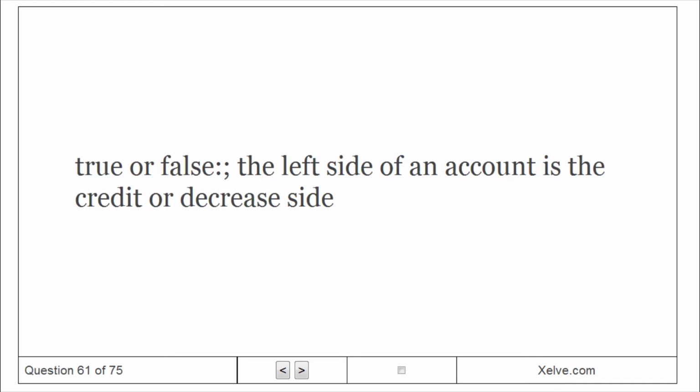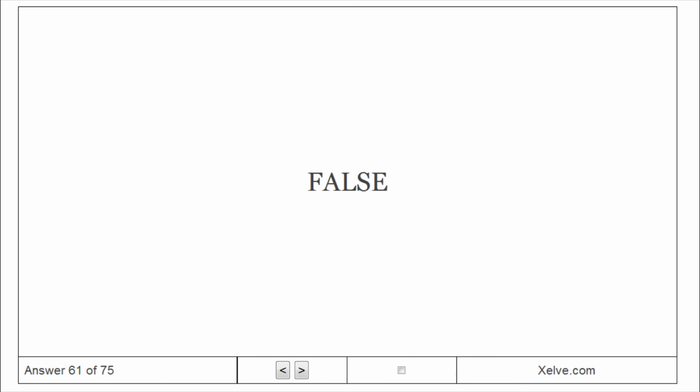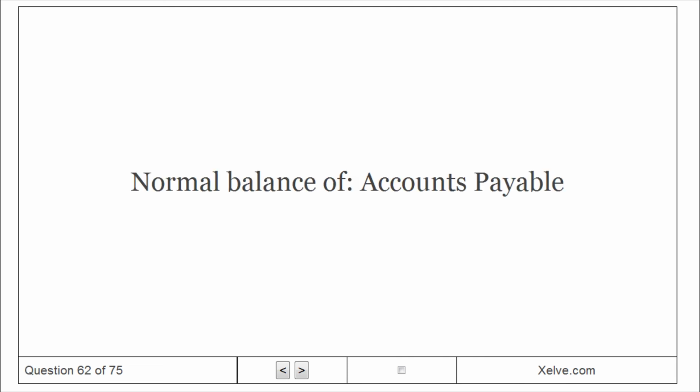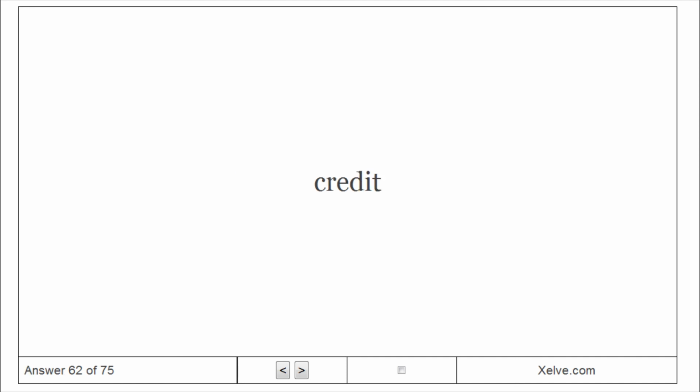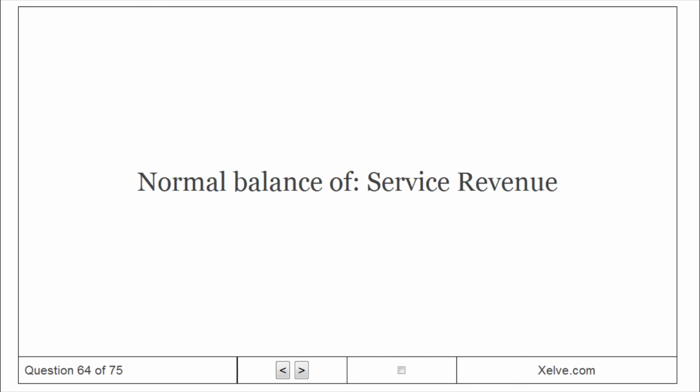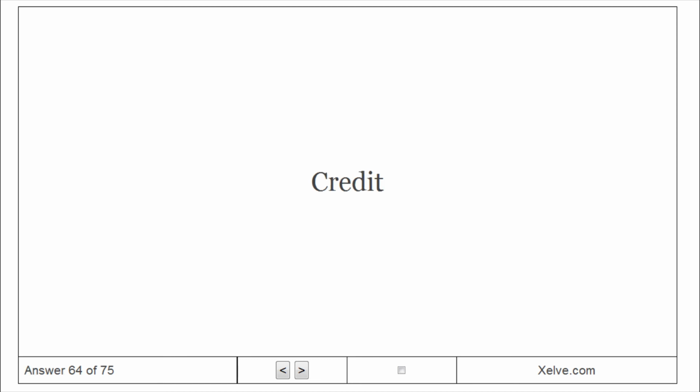True or false? The left side of an account is the credit or decrease side. False. Normal balance of accounts payable. Credit. Normal balance of advertising expense. Debit. Normal balance of service revenue. Credit.